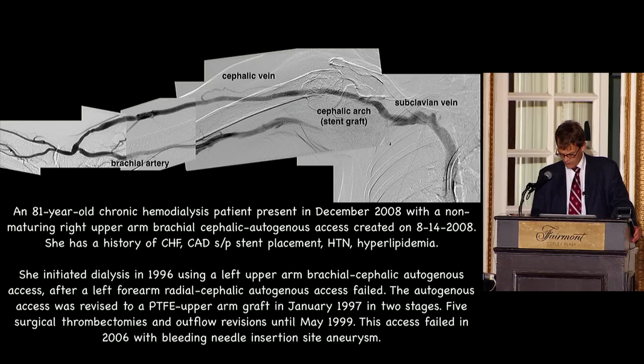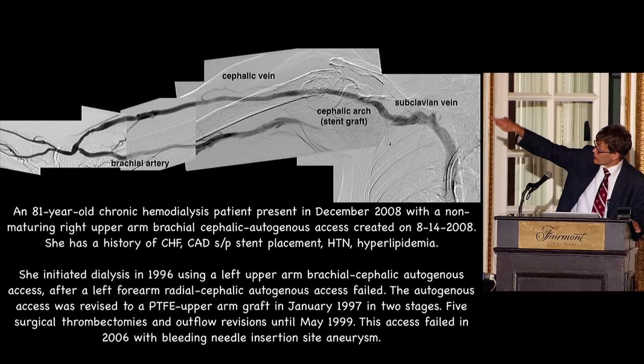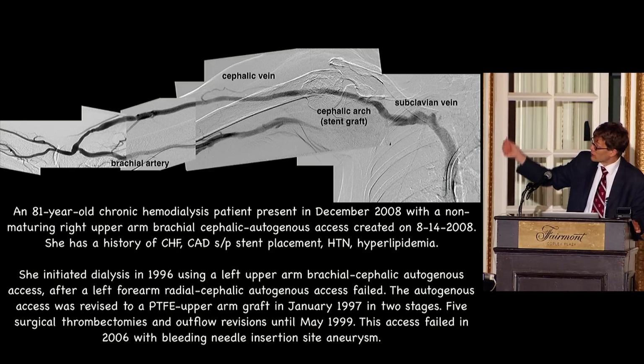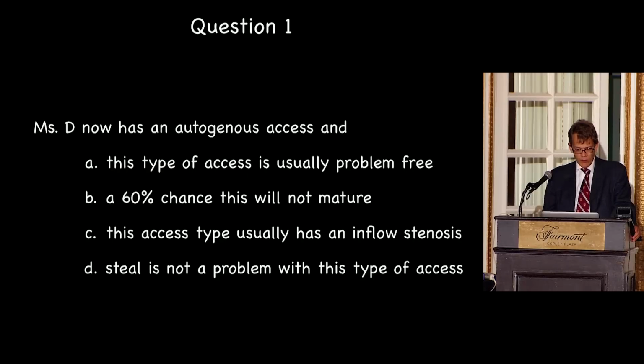So this is the angiogram. At the bottom, you can see the brachial artery, and then at the left side of the screen, you have the anastomosis, and then the cephalic vein that arches as a black line to the top with the cephalic arch and then the central veins. I can see that there are some irregularities in the angiogram, but by and large, this is a patent access. You can see some valves there, some side branches, but the question is, she has an autogenous access created.